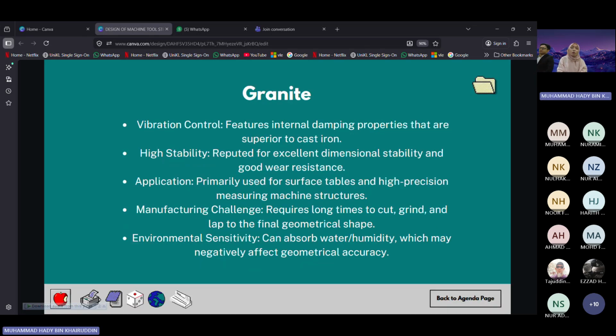Third is granite. We see granite mostly in metrology and measuring machines. Its damping is actually better than cast iron and it is extremely wear resistant. The drawbacks are the difficulty in processing it, and the fact that we must monitor shock and humidity, and some granite types can absorb moisture and shift our alignment.